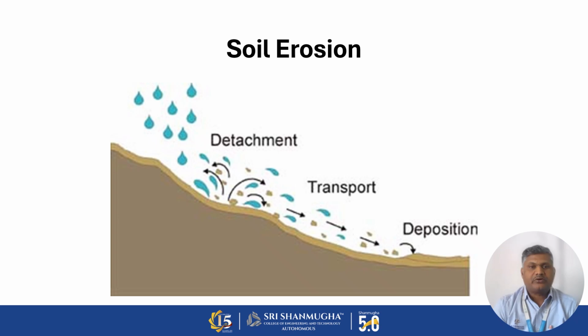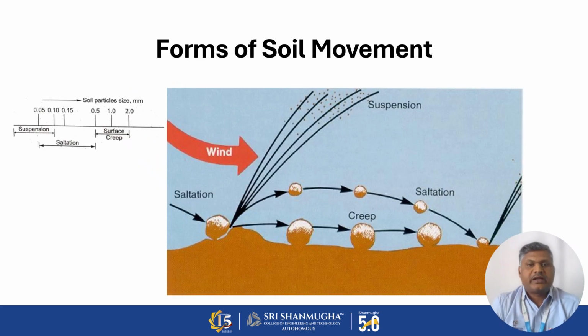So this is soil erosion, and how the soil erosion forms based on its movement of the soil. This also takes place in three ways. One is called suspension, saltation, and the third one is surface creep. These three stages of the soil particles are based on the soil particles.